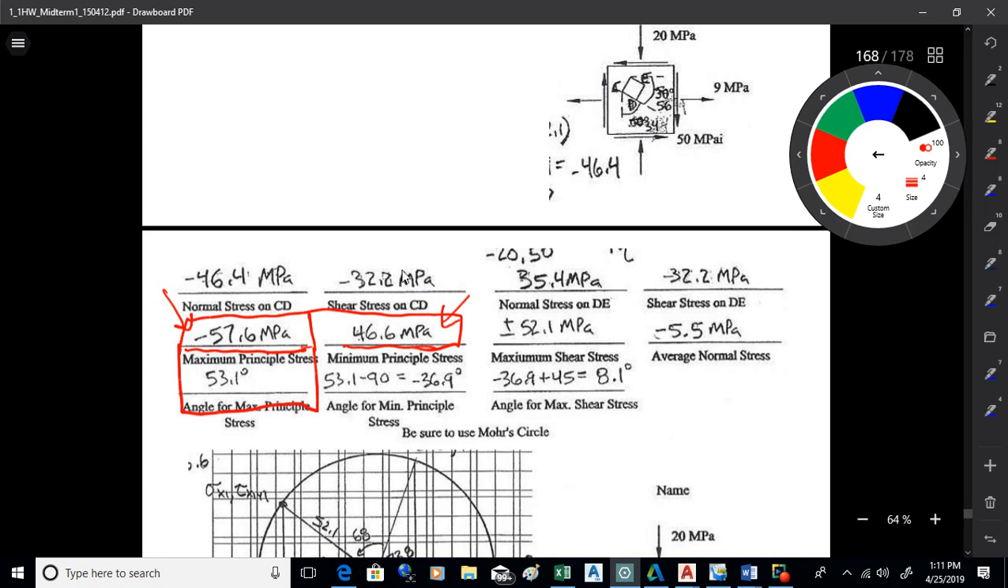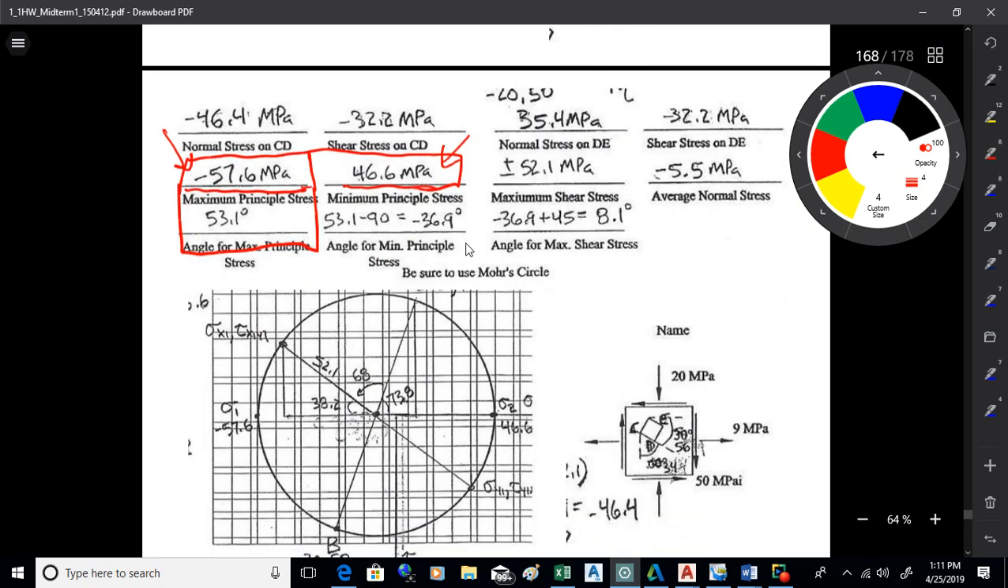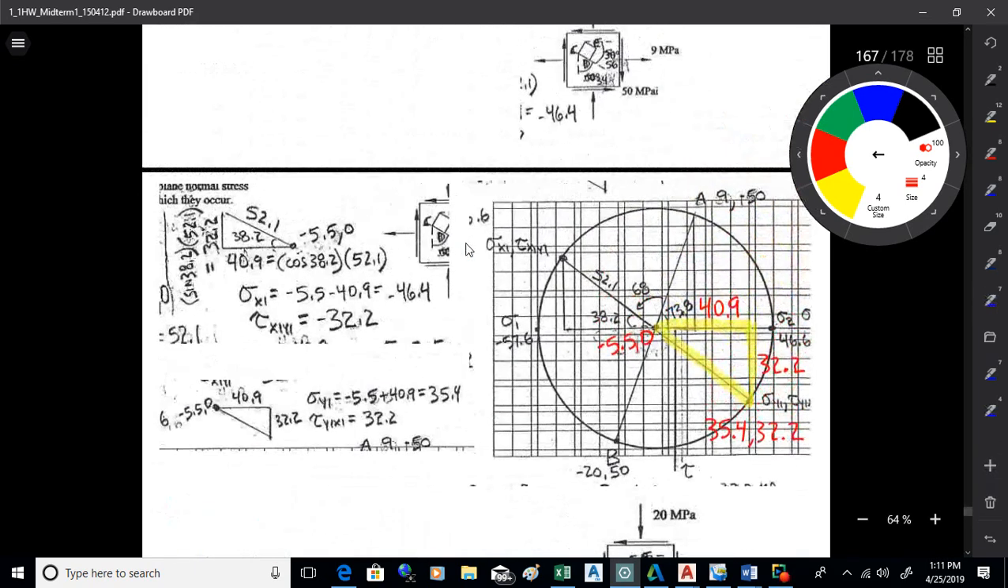Okay, any questions on that, what I'm trying to get at there? Yeah. Can you just show me how you find that angle for the max principal stress? I was kind of struggling. Yeah, I got some questions on that too. So why don't we just look at this one, because I've got it right up.